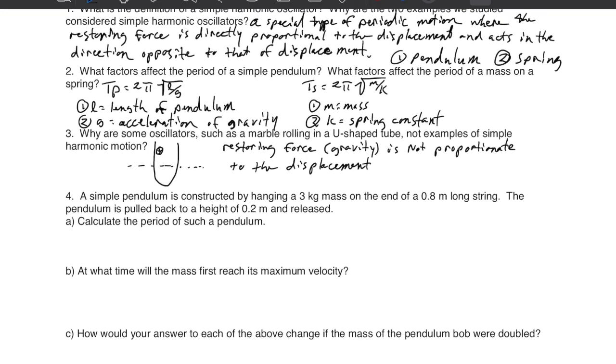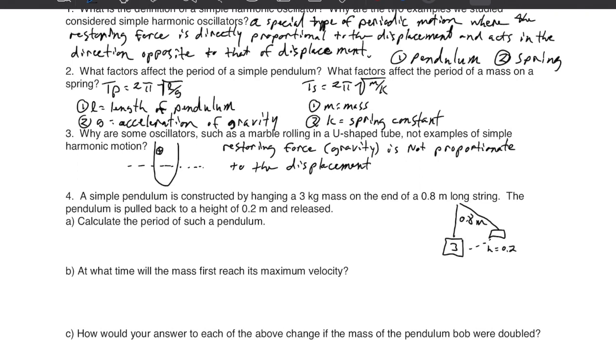displacement. Number 4, a simple pendulum is constructed by hanging a 3 kilogram mass on the end of an 0.8 meter long string. So I'll get that kind of drawn. The pendulum is pulled back to a height of 0.2 meters and released. So we'll pull it to the right then, we'll say, and it'll be 0.2 meters higher than it was before. The length is still 0.8. The length of the pendulum hasn't changed. Calculate the period of such a pendulum.